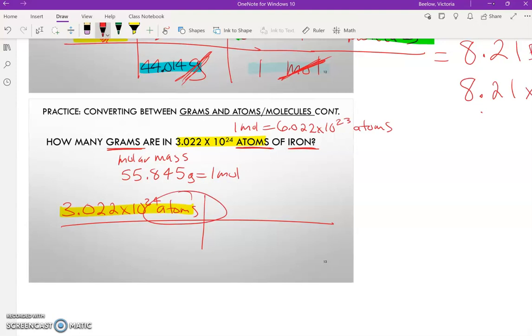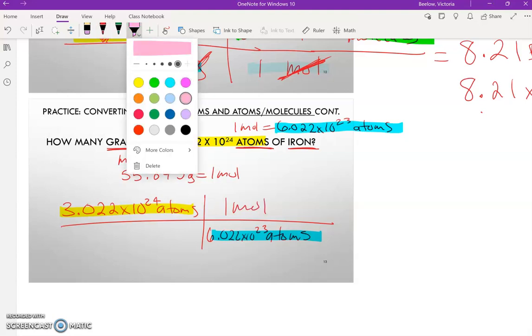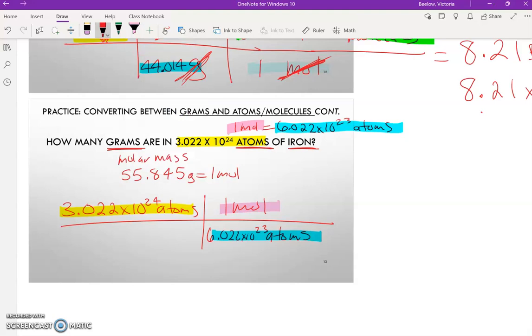If I have atoms here, I have to write atoms in the bottom here. How many atoms? Well, my only equality that has atoms is this one right here. So 6.022 times 10 to the 23rd. And then again, if I put that in the bottom, whatever goes above it has to be equal to it. So that is equal to 1 mole. Atoms cancel. Right now I am in moles, but that's not what I want my answer in. I want it in grams. So I have to keep going.